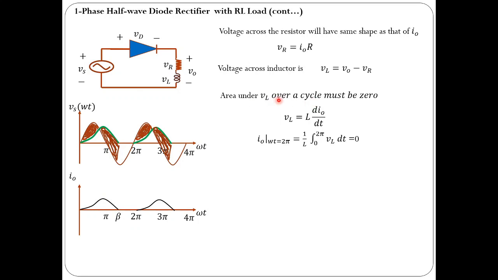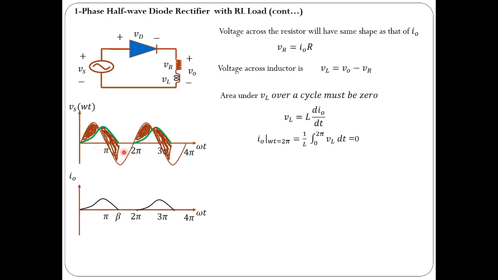So the area under VL over a cycle is going to be 0. Then only the I naught at omega t equal to 2 pi is going to be 0. Of course, the area under the voltage across the inductor is going to be 0 from beta to 2 pi. But anyway, forget about it. Overall, if I consider one cycle, the area under the voltage across the inductor must be 0, even though it exists from 0 to beta, so I will consider the entire cycle.